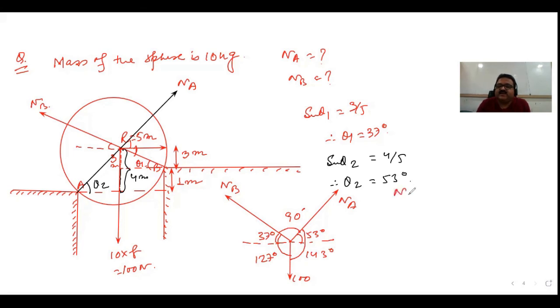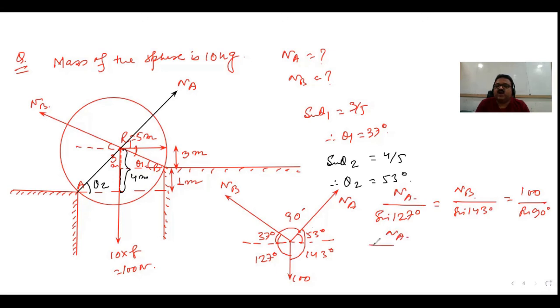NA by sine of the opposite angle, that is sine of 127 degree, equals NB by sine of the opposite angle, that is NB by sine of 143 degree, equals 100 by sine of 90. Now sine 90 is very clear, it is 1.